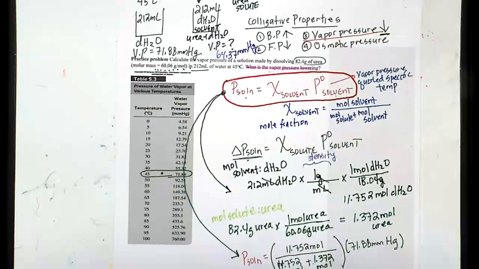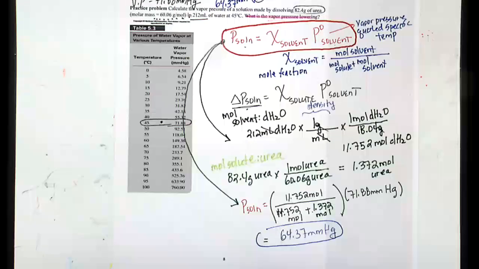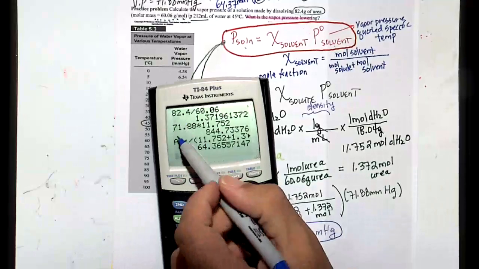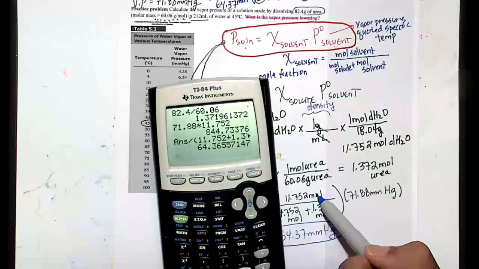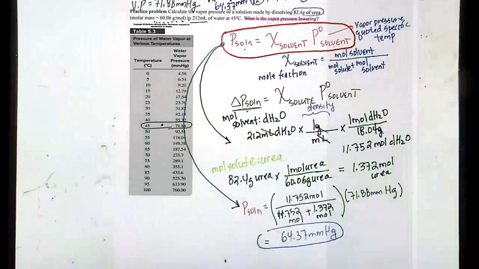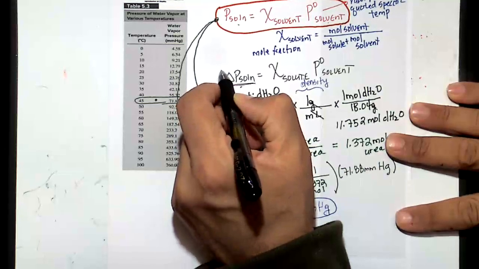So that is the vapor pressure. Remember, vapor pressure: it evaporates, becomes a vapor, and then goes back down. When it goes back down, it exerts a pressure. That is called vapor pressure. Did you multiply it times the 71.88? I did. 71.88 times 11.752 divided by the sum.